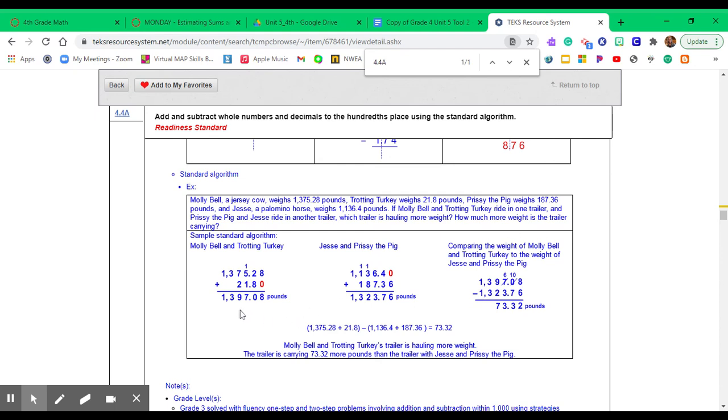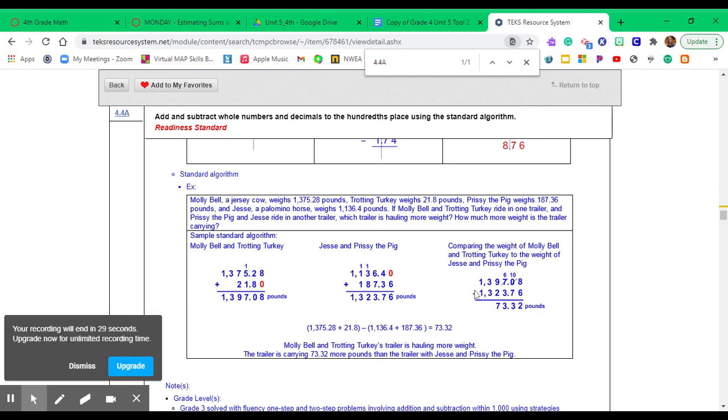Okay? So now we have 1,397 and 8 hundredths of a pound, 1,323 and 76 hundredths of a pound. We are going to subtract those 2 to compare how much more weight the trailer is carrying. So when we do that, we have no trailing zeros, and we get 73.32, or 73 and 32 hundredths of a pound. We have answered both questions. This one is hauling more weight, and we have compared the 2 to see that this is the difference between the heavier and the lighter trailer.